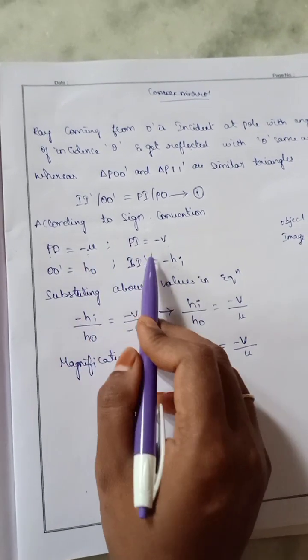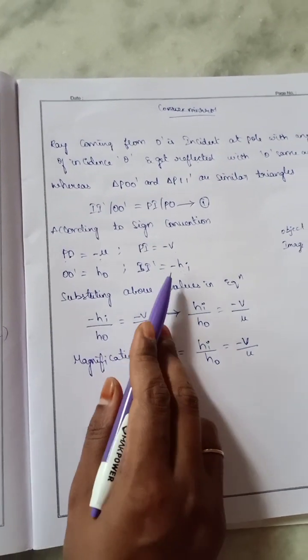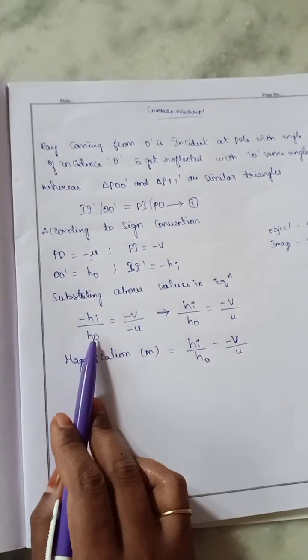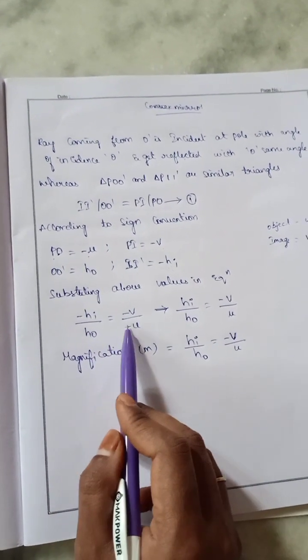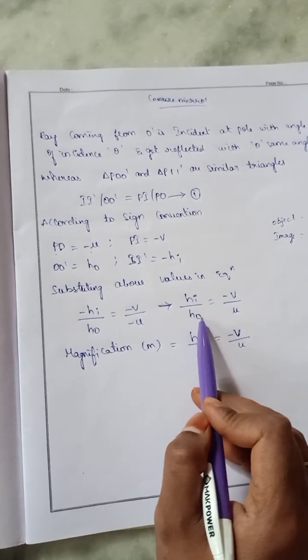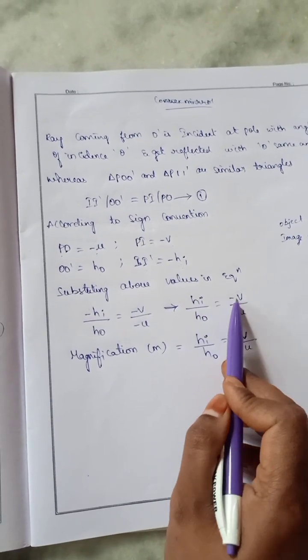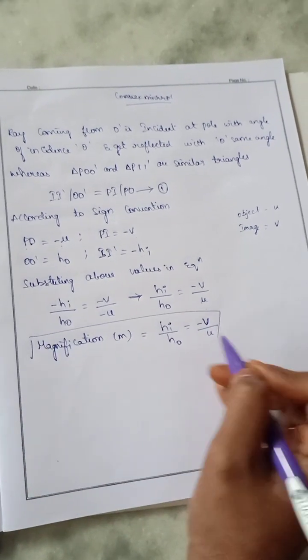If we substitute these values, the height of the image is minus HI, the height of the object is HO, and the distances are minus v and minus u. Now cancelling both negative signs, you can write HI by HO is equal to minus v by u. So this is how the magnification formula comes.